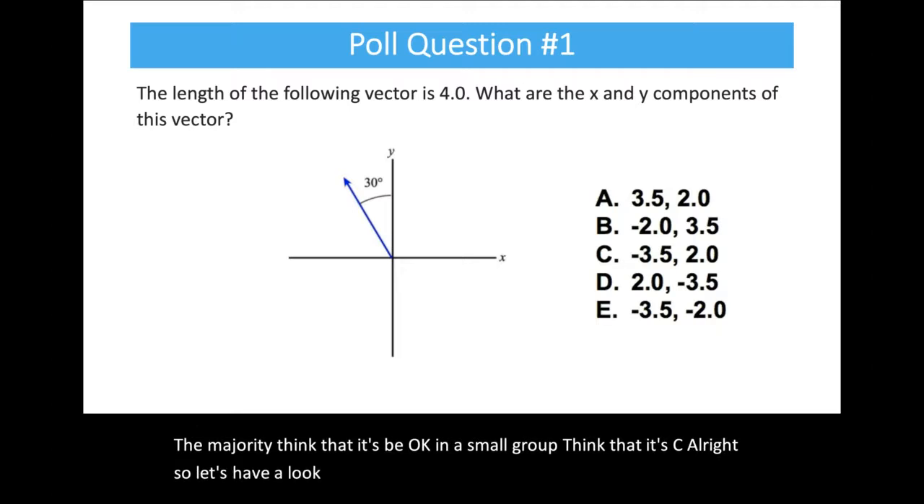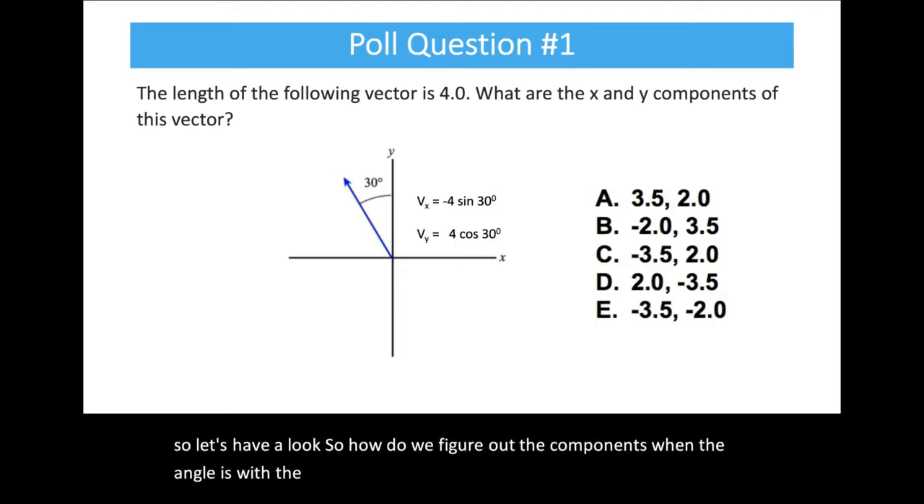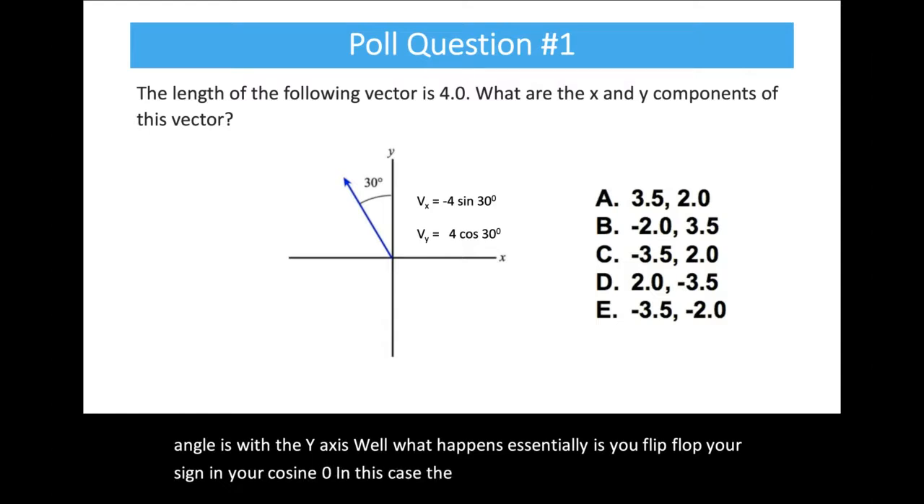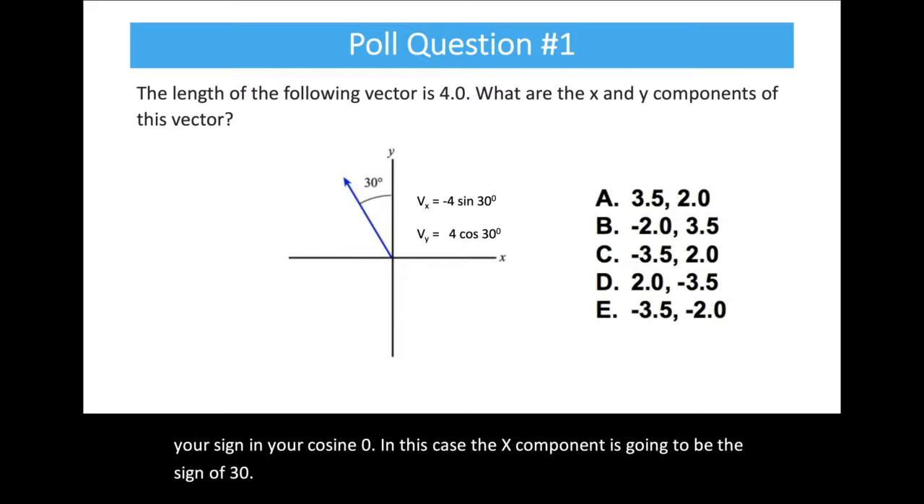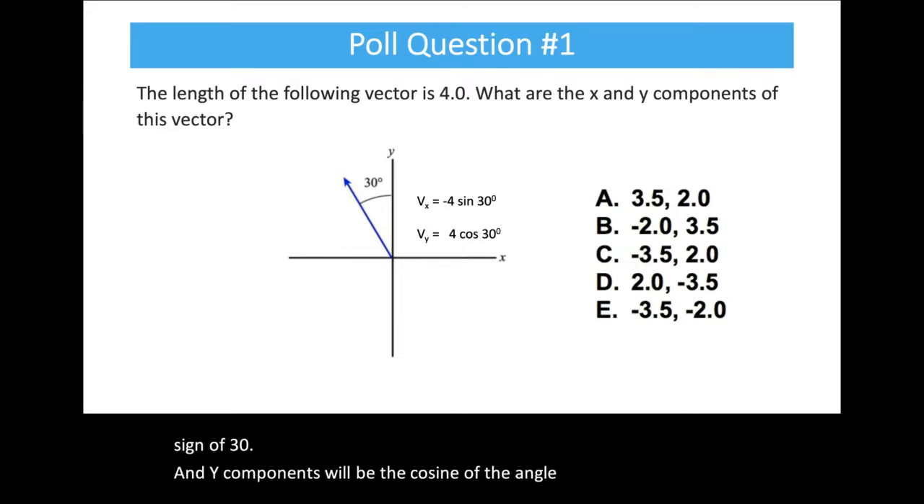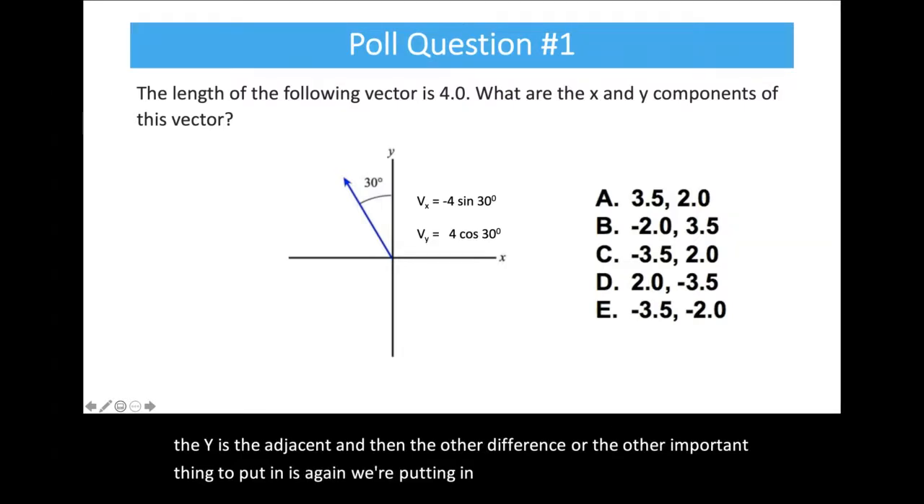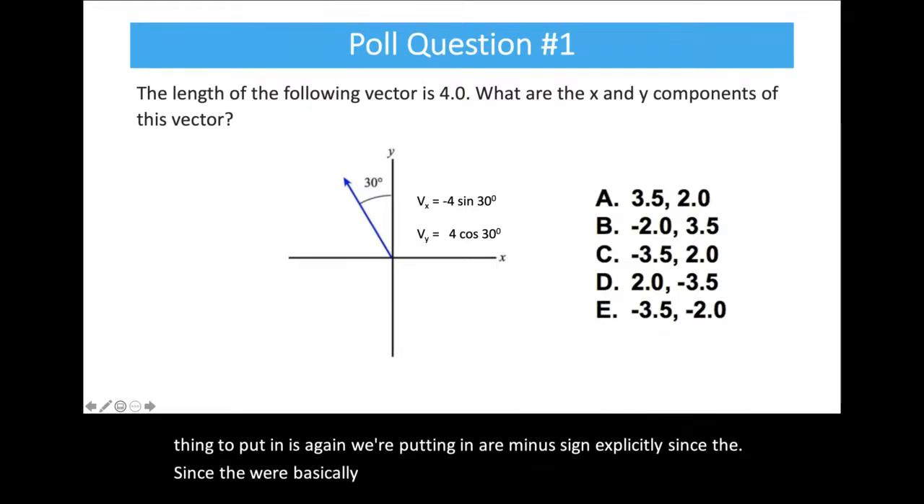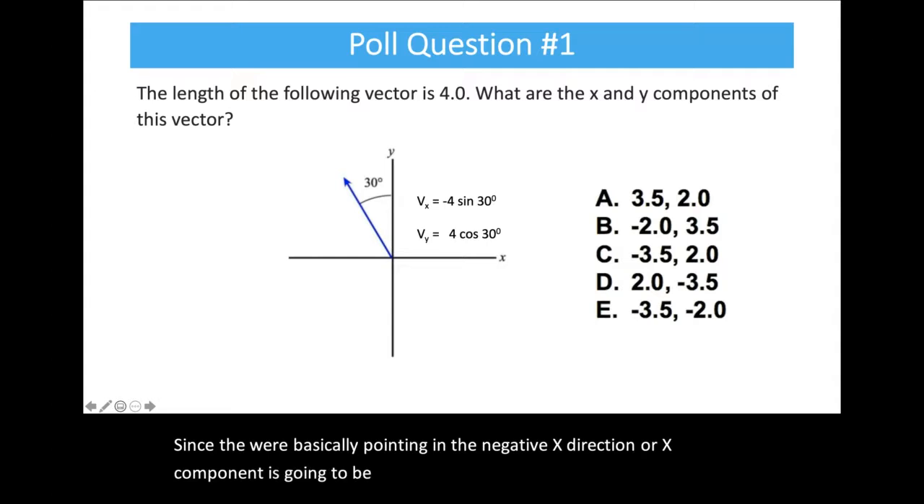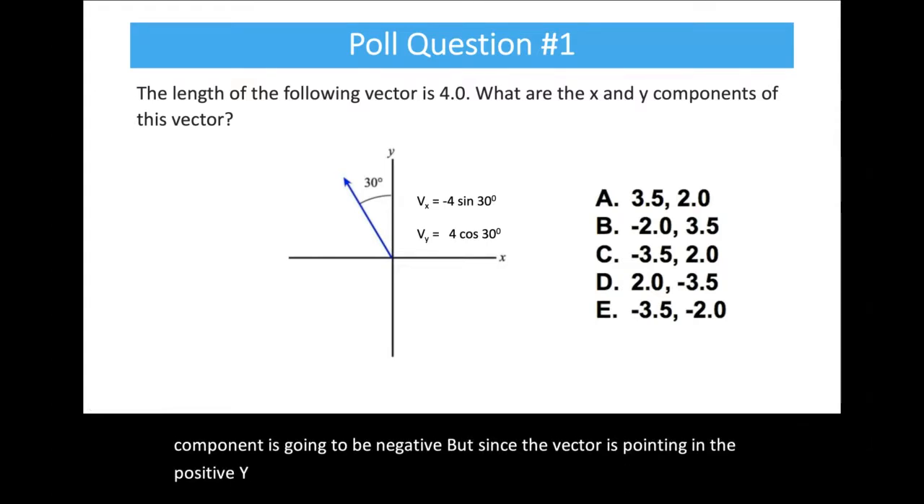All right, so let's have a look. How do we figure out the components when the angle is with the y-axis? Well, what happens essentially is you flip-flop your sine and your cosine. So in this case, the x component is going to be the sine of 30, and the y component will be the cosine of the angle, because the x is now opposite and the y is adjacent. And then the other important thing is that we put in our minus sign explicitly, since we're basically pointing in the negative x direction. Our x component is going to be negative, but since the vector is pointing in the positive y direction, our y component is going to be positive. So we have a negative x and a positive y.